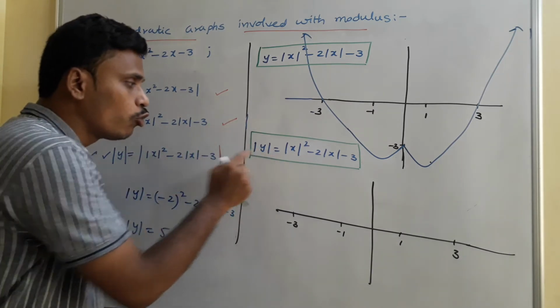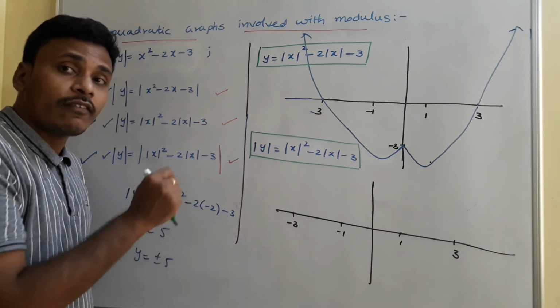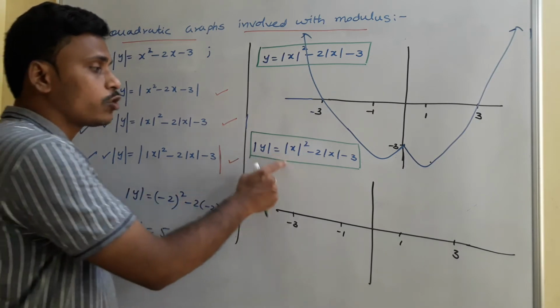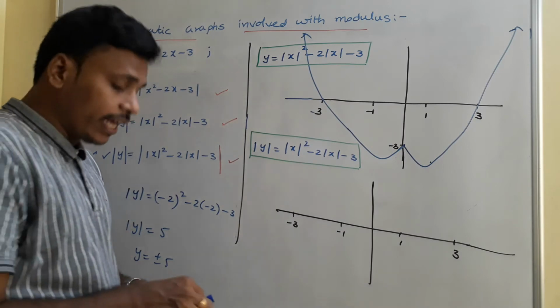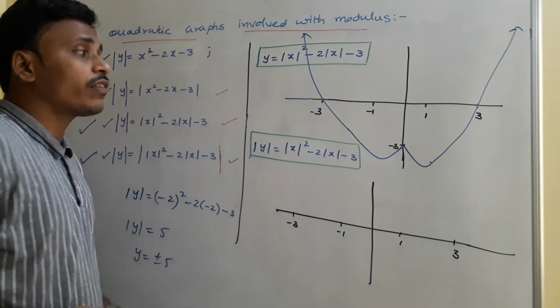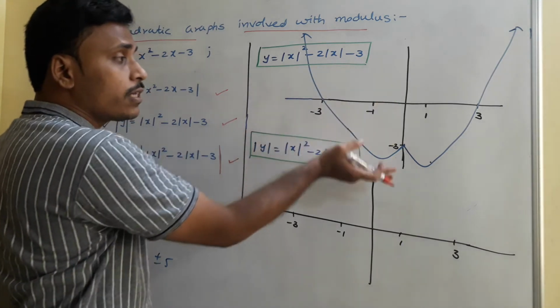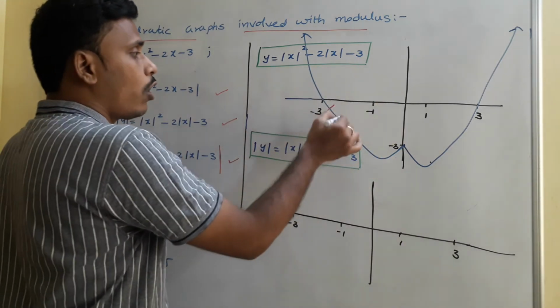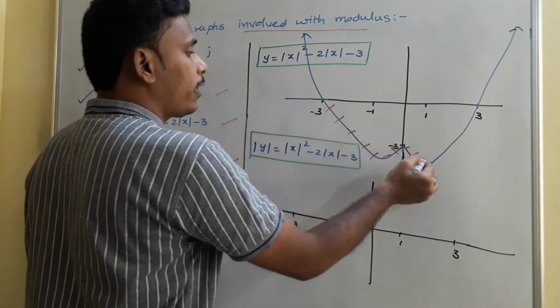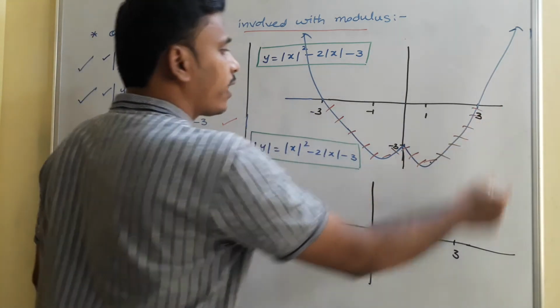If we include modulus for y, how can we sketch the graph of this new one from this one? Just neglect the graph in the negative region. Here there is a graph in the negative region. Negative region means negative region of y, that is, below the x-axis. So all this part of the graph is negative, right? So no need for all this, just neglect it.